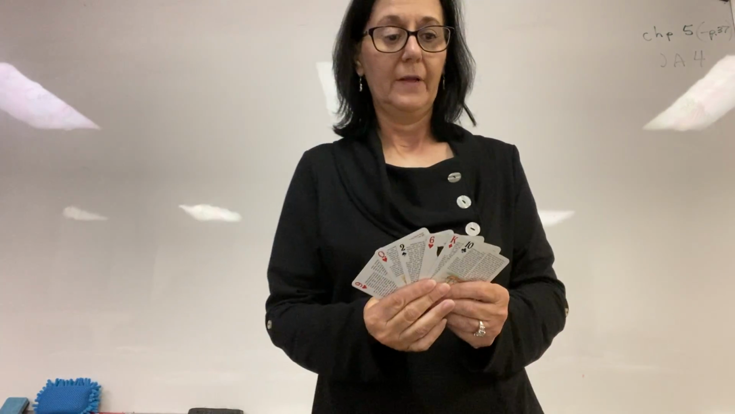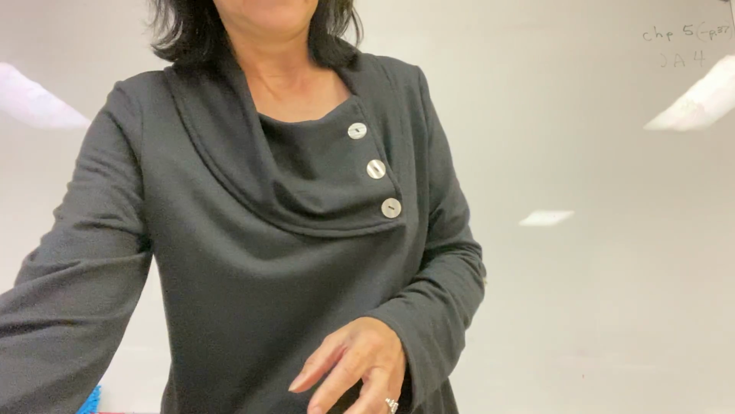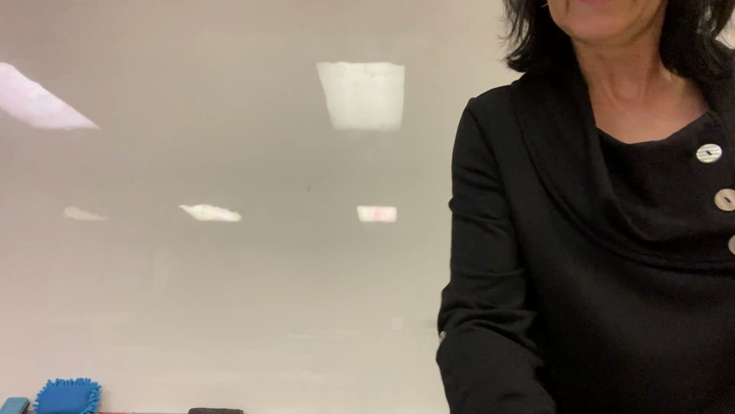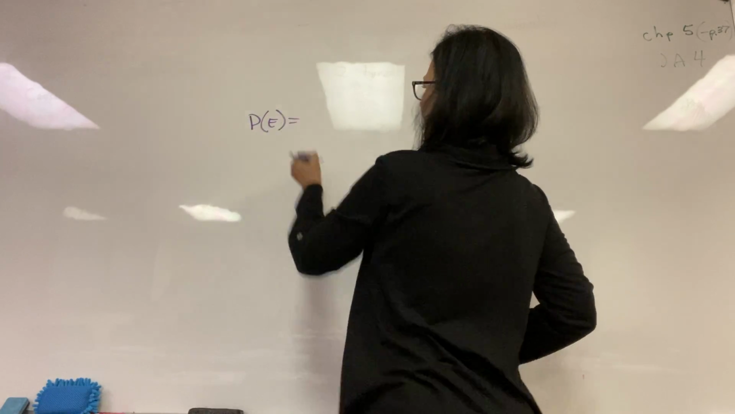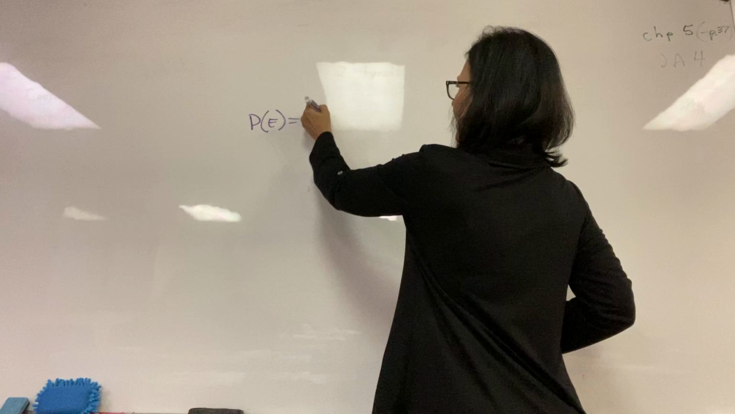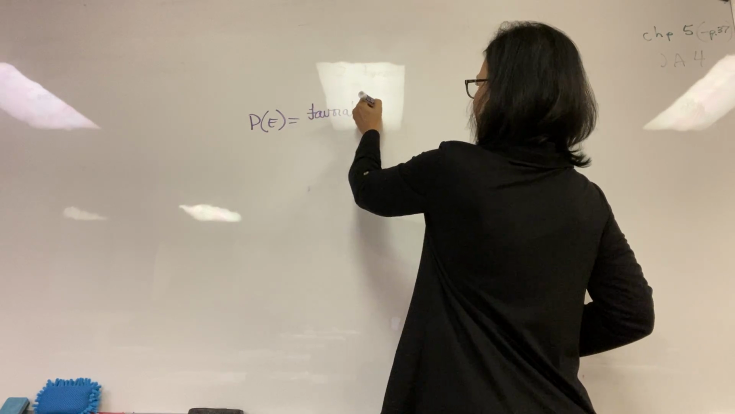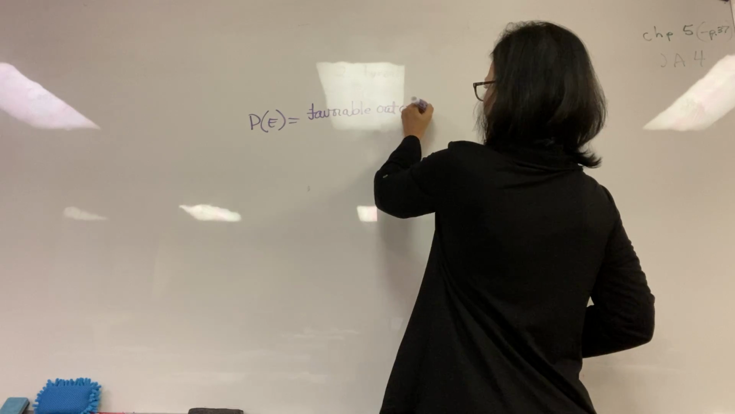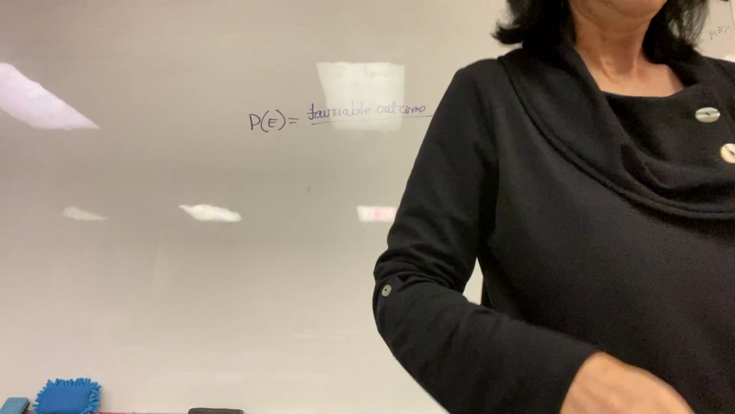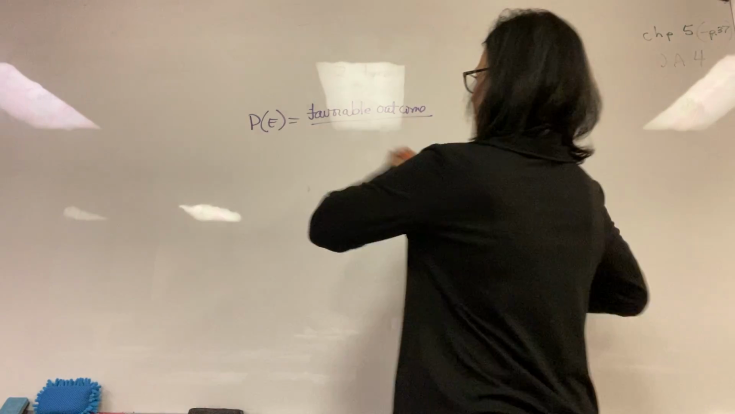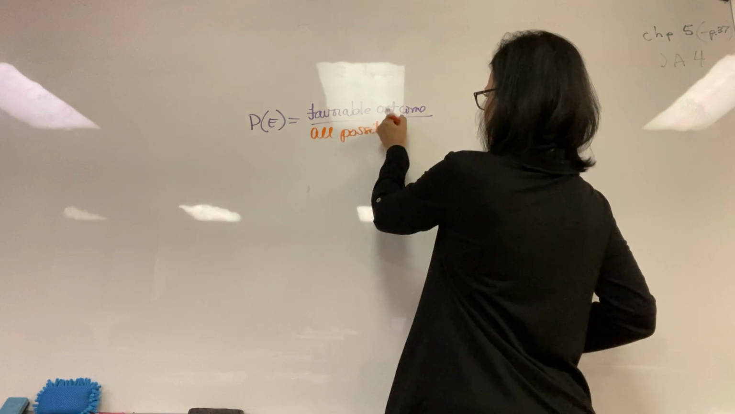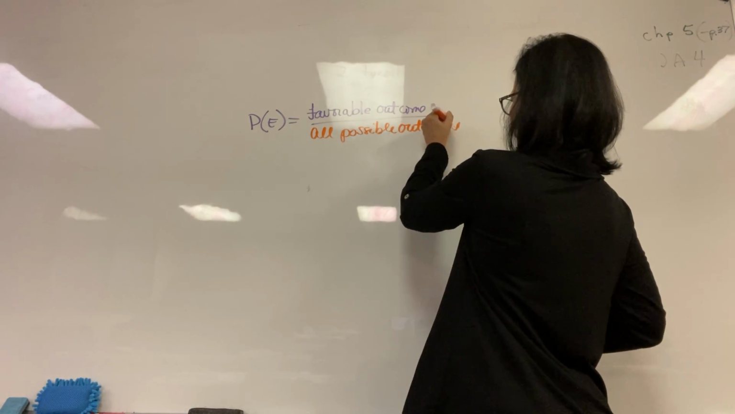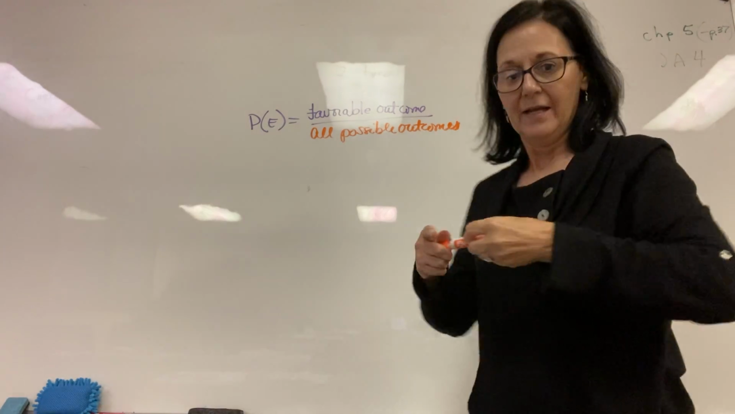So what is probability? Probability is, and I'll write this on the board, I don't know if this is in your book anywhere. But the probability that an event will occur is whatever the favorable outcome that I'm looking for is, favorable outcome over all the possible outcomes. Okay, so back to our cards.